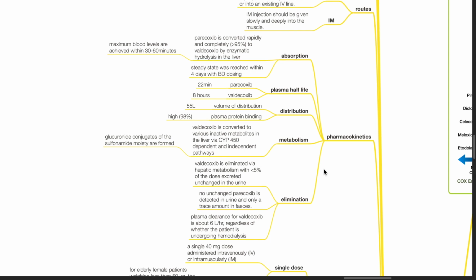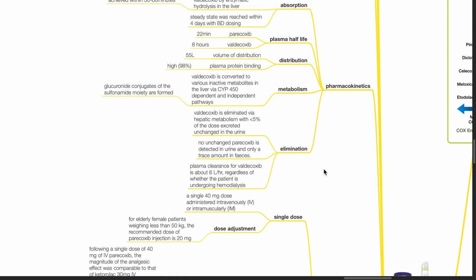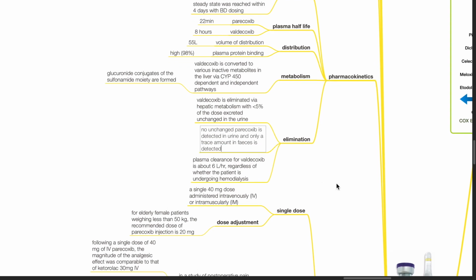Metabolism. Valdecoxib is converted to various inactive metabolites in the liver via CYP450-dependent and independent pathways. Glucuronide conjugates of the sulfonamide moiety are formed. Elimination. Valdecoxib is eliminated via hepatic metabolism with less than 5% of the dose excreted unchanged in the urine. No unchanged Percocet is detected in the urine and only a trace amount in feces is detected. Plasma clearance for valdecoxib is about 6 liters per hour regardless whether the patient is undergoing hemodialysis.